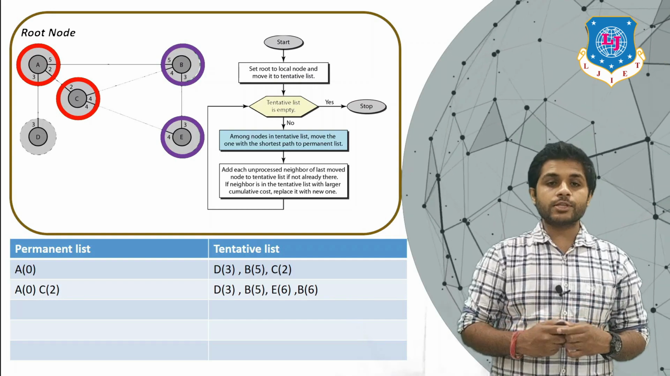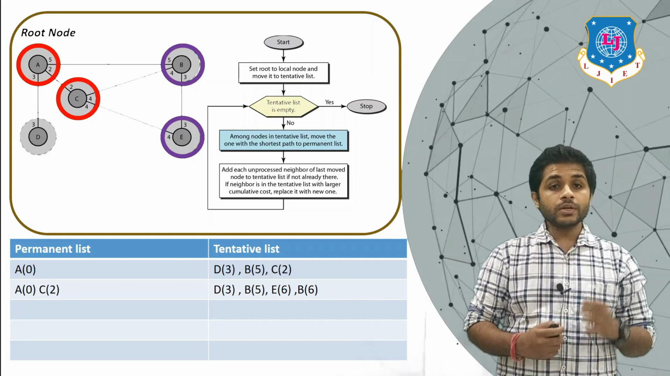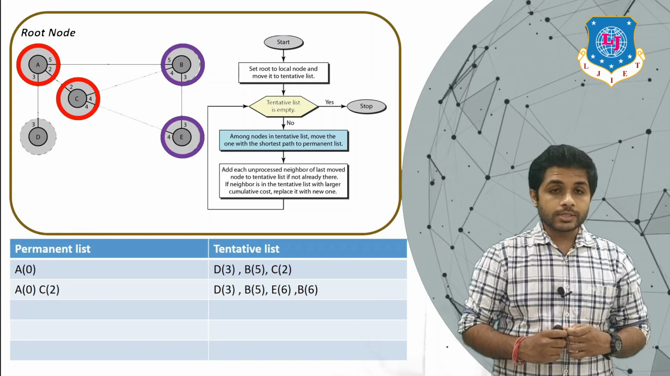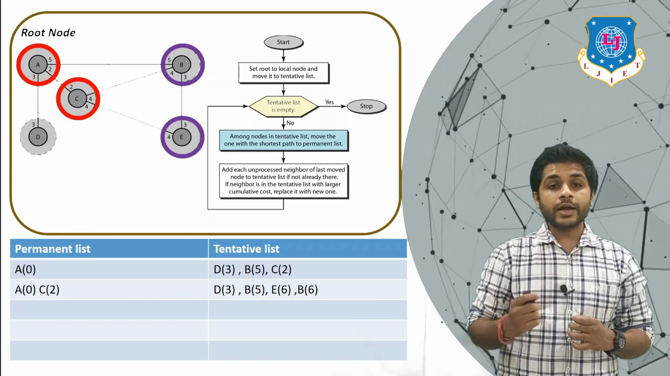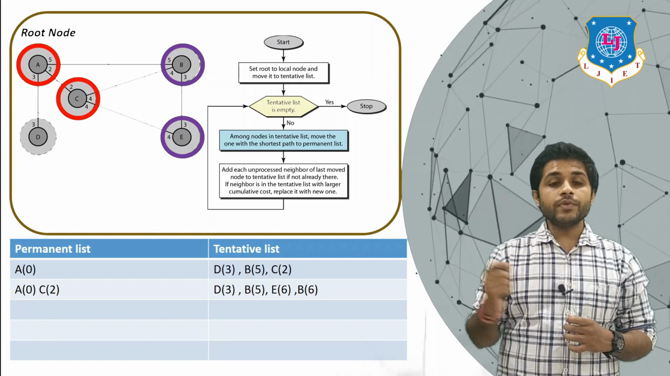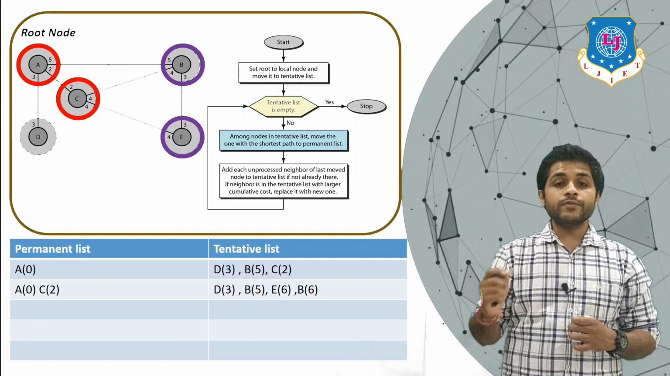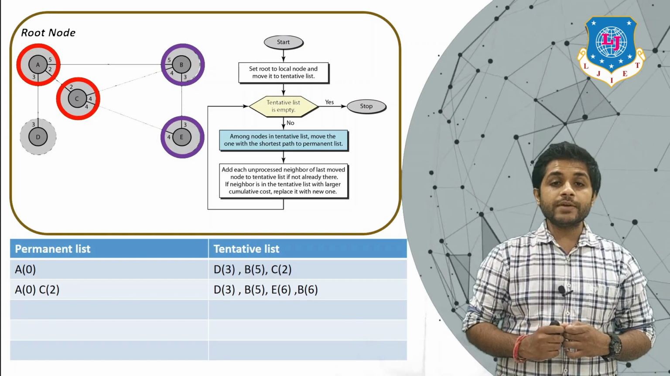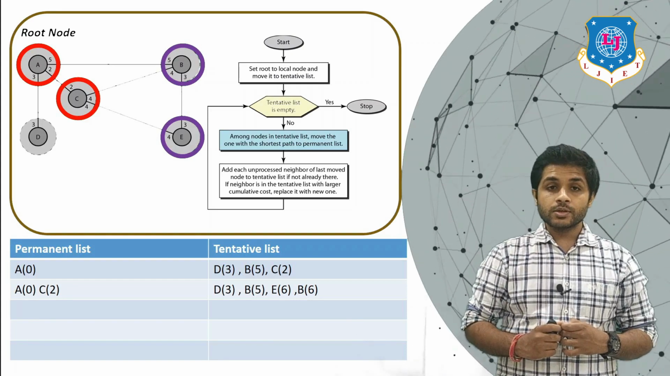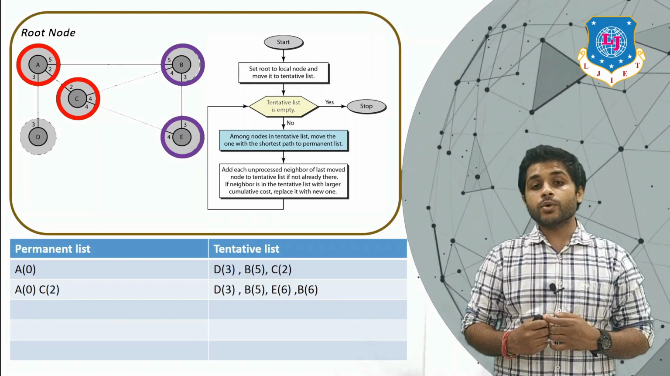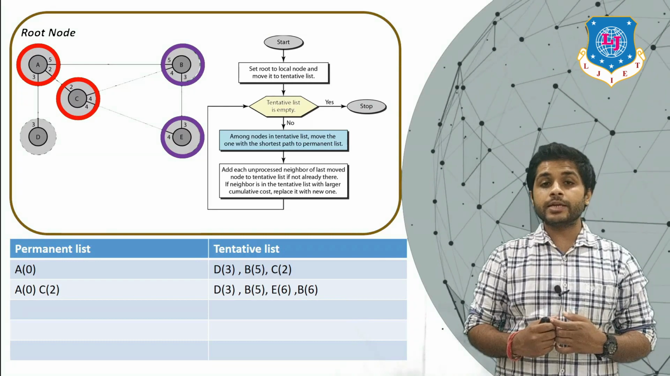After that, again we will follow the same procedure. Now one more thing that you need to consider is that when you find the same node with different distances, we will only consider the node which is having the shortest distance. You can see that we have B5 and B6. So the node is the same but the distance is different. So we will consider only B5 and we will eliminate B6.